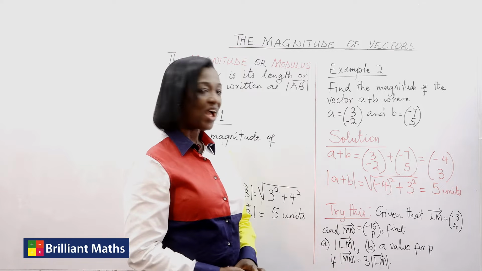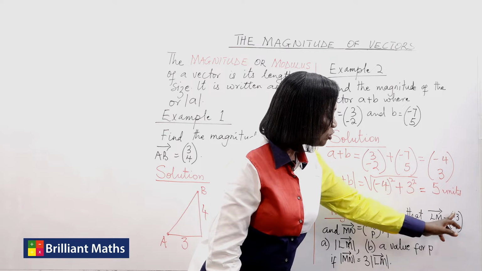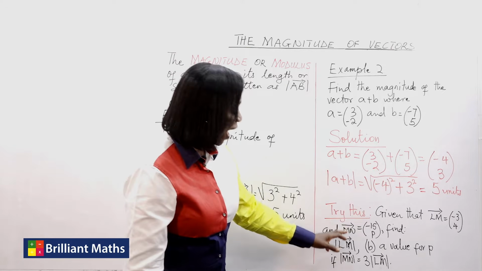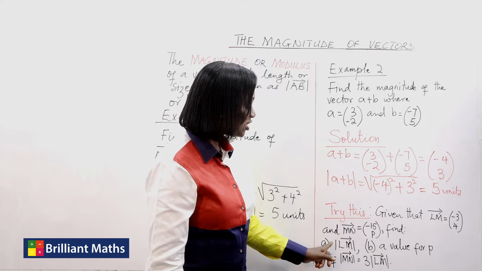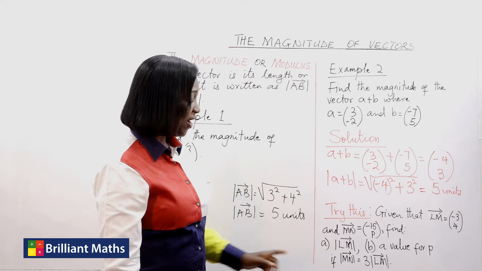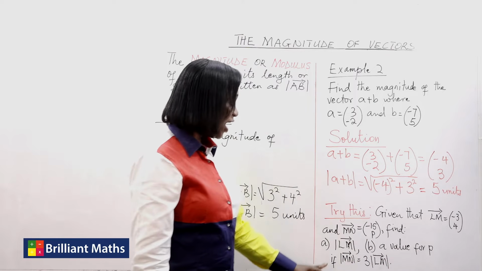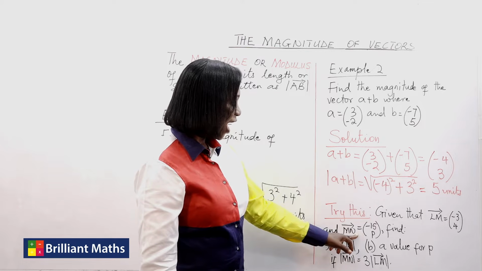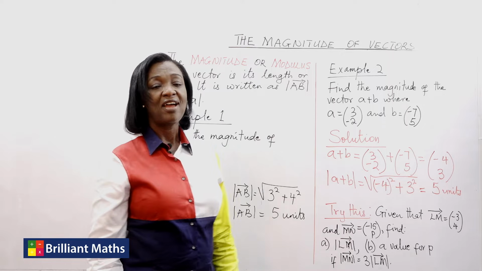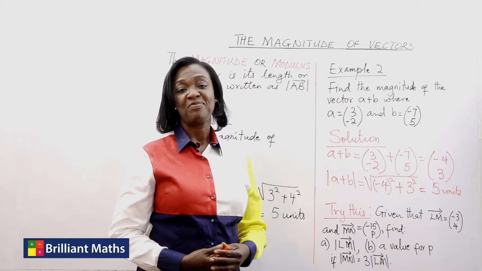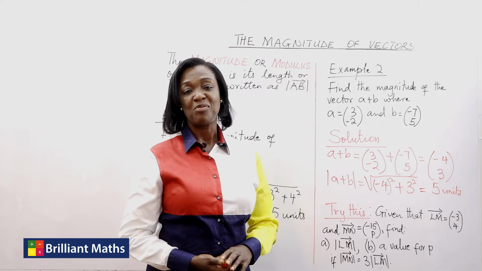Take your time. I'd like to read the question again. Given that the vector LM is equal to minus 3, 4, and the vector MN is equal to minus 15, P, find the modulus of the vector LM, and then find a value for P. P is unknown here. Find a value for P if the modulus of MN is equal to 3 times the modulus of LM. That's very interesting. Try it out, and you can get feedback from Brilliant Maths Module 8.